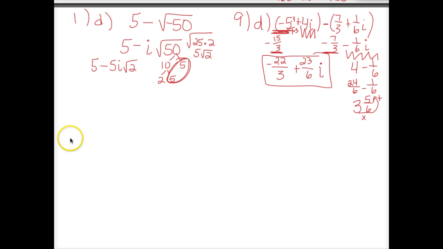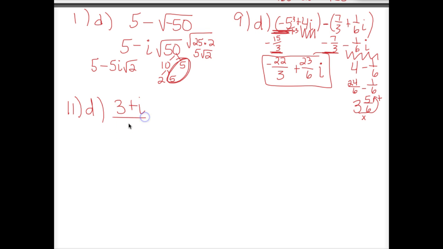Next, we talked about how to FOIL. In order to multiply, that's what you have to do on 10C and 10D. I'm not going to do that one because I'm going to show you the FOIL when we do 11D. But for 10C and 10D, you need to FOIL it out, replace your i squared with negative 1, and then combine your like terms. I'm going to do 11D because it has multiplication and division in it.